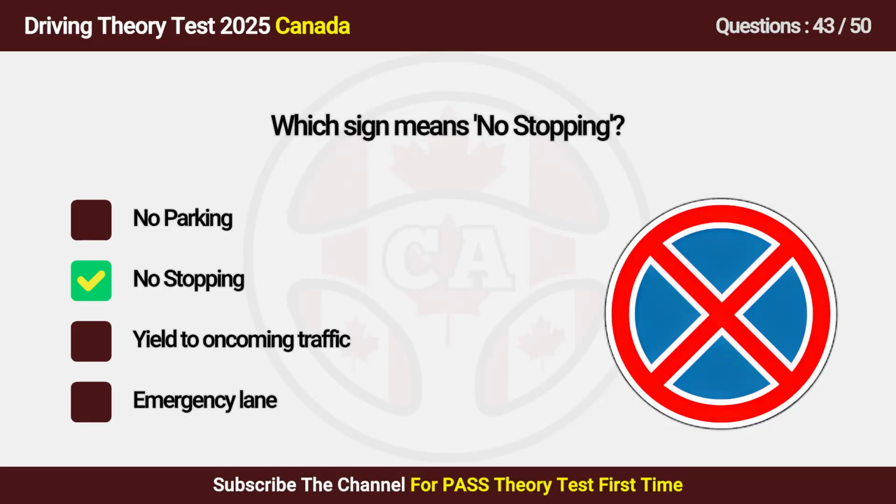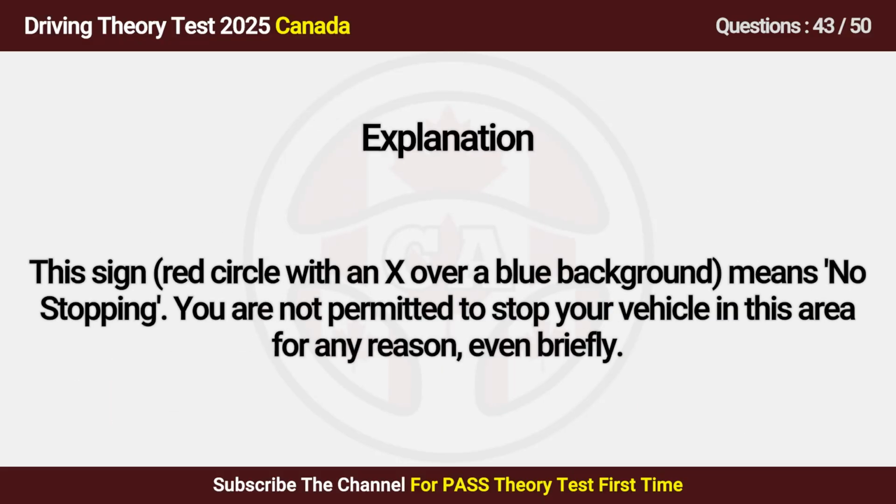Answer is B. No stopping. This sign, a red circle with an X over a blue background, means no stopping. You are not permitted to stop your vehicle in this area for any reason, even briefly.